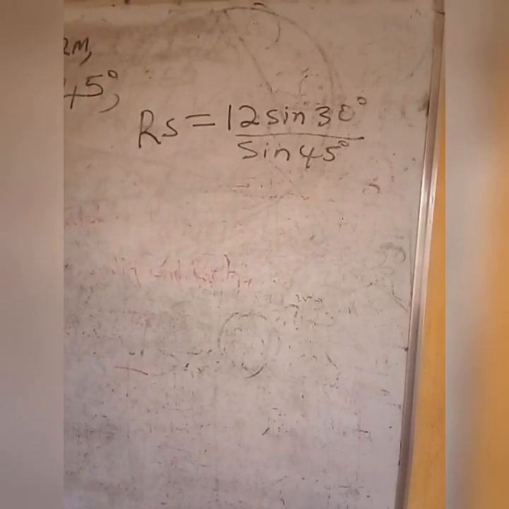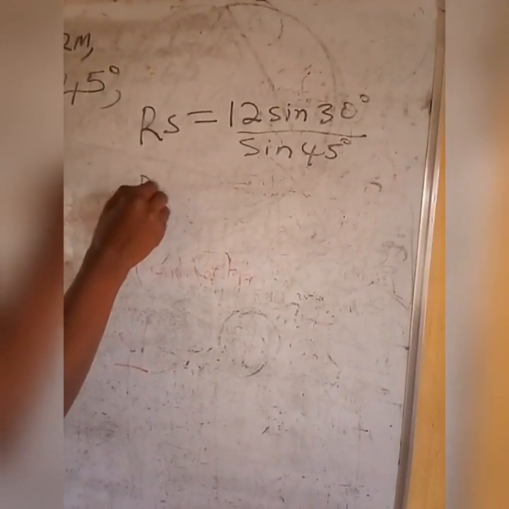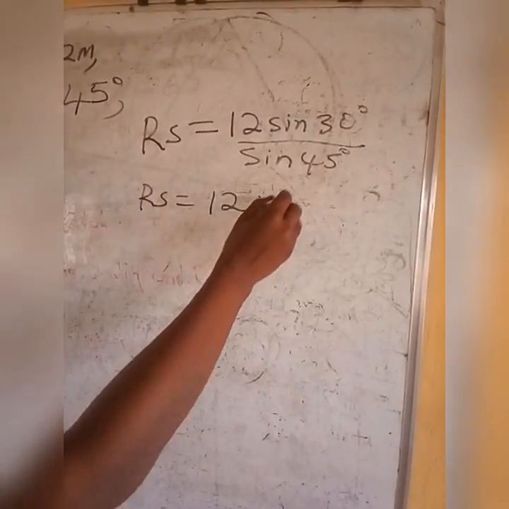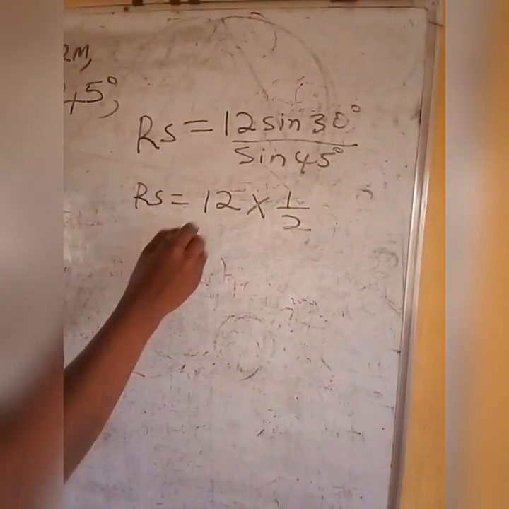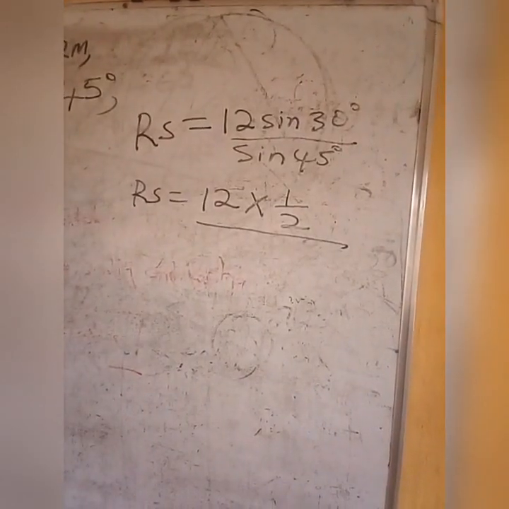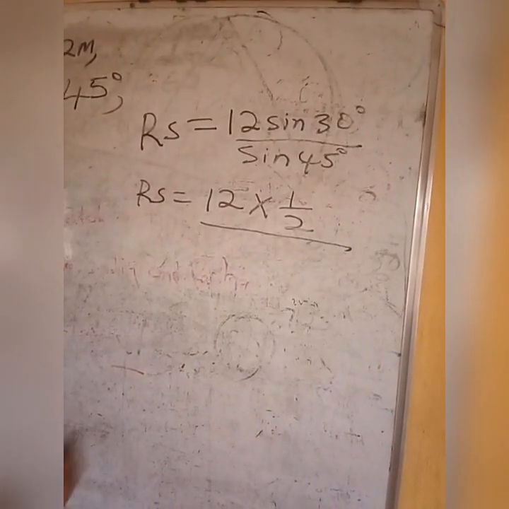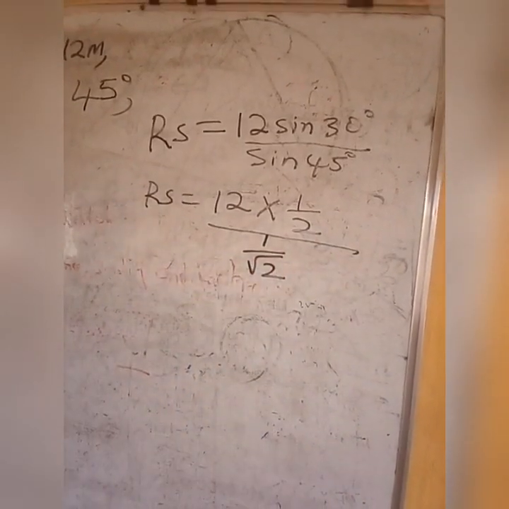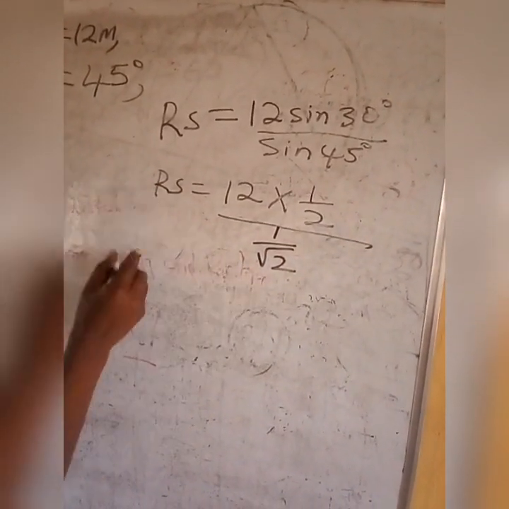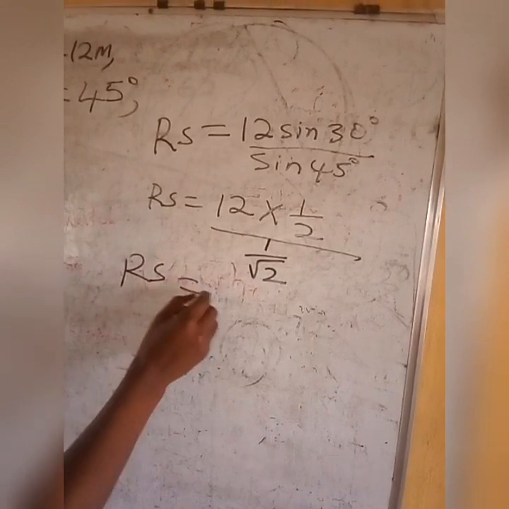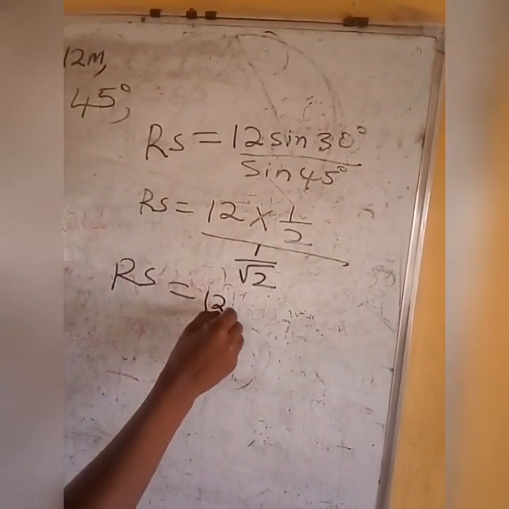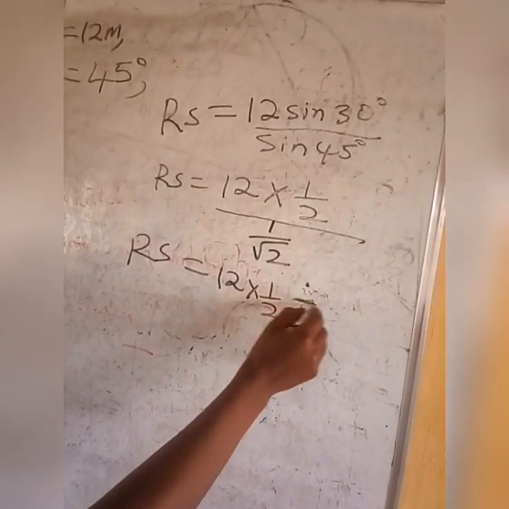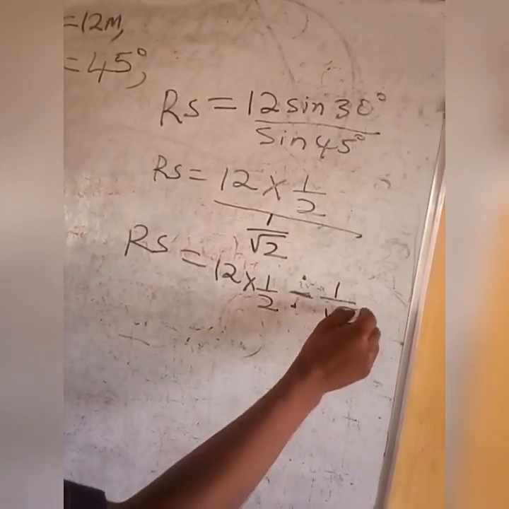45 degrees. So what I'm going to have now, RS will now be 12 times sine 30, which is 1 over 2, all over sine 45, which is 1 over root 2, all over 1 over root 2. So RS is going to give us 12 times 1 over 2 divided by 1 over root 2.